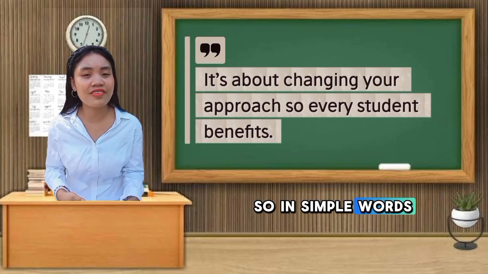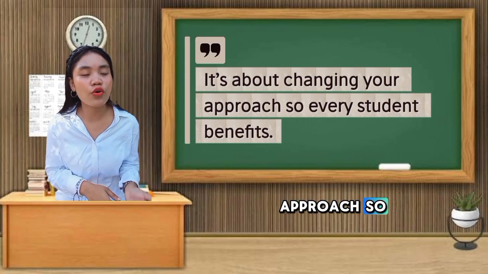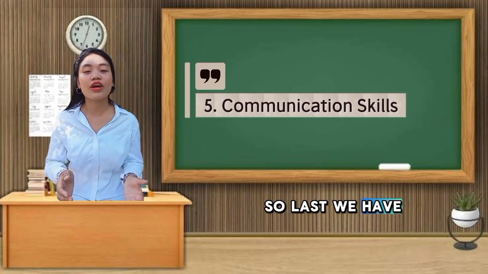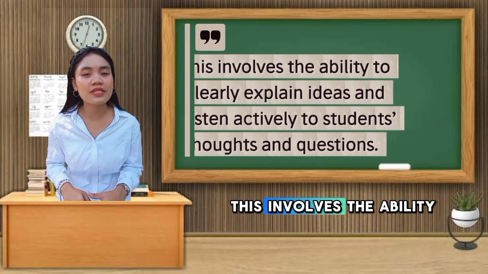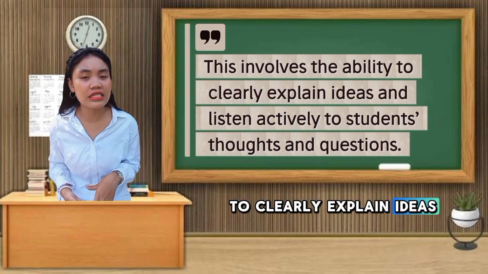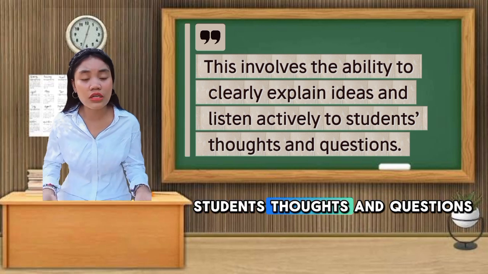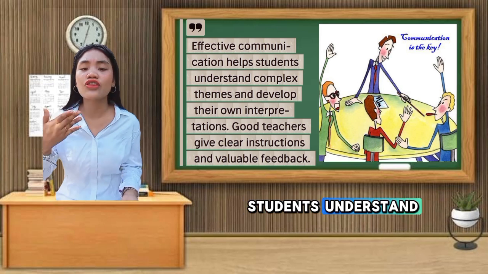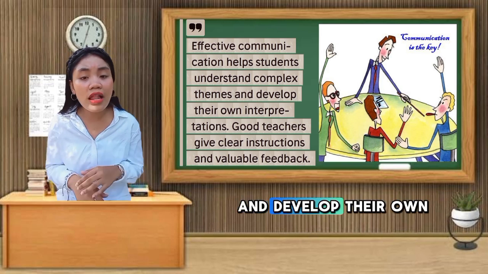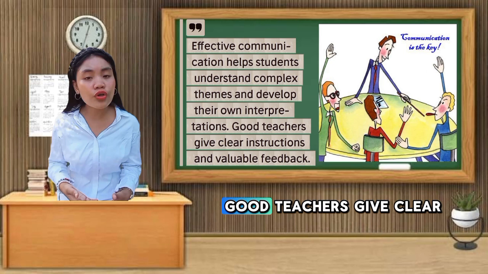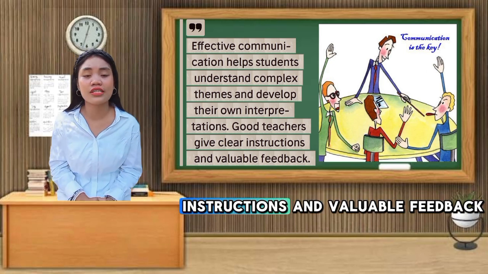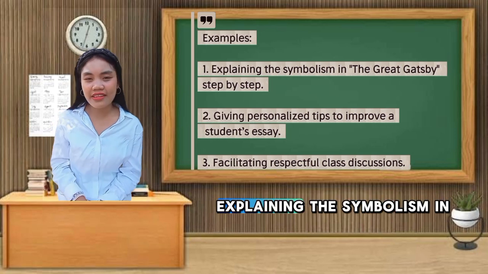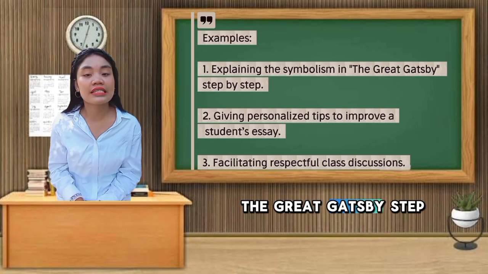In simple words, it's about changing your approach so that every student will benefit. Last, we have the communication skills. This involves the ability to clearly explain ideas and listen actively to students' thoughts and questions. Effective communication helps students understand complex themes and develop their own interpretations. Good teachers give clear instructions and valuable feedback. For example, explaining the symbolism in The Great Gatsby step by step.